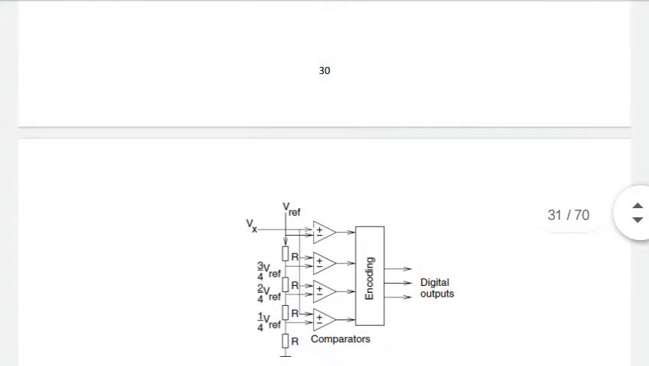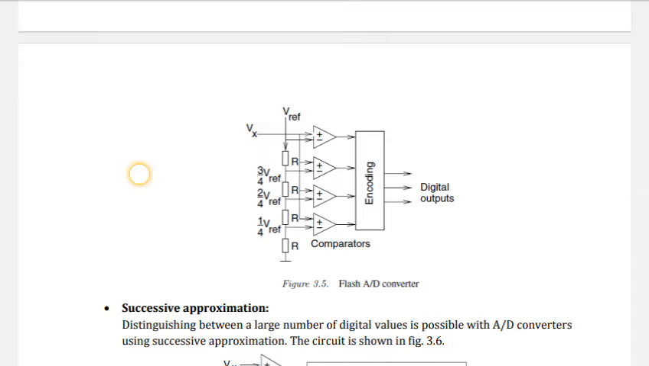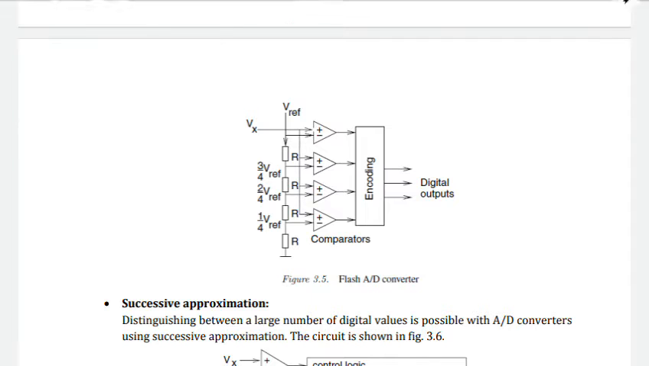Okay, this figure shows the flash A to D converter. It uses a large number of comparators. If you see this, there are 4 comparators used here. Each comparator has one positive as well as one negative input. If the voltage at the positive input exceeds that at the negative input, the output corresponds to logical 1. If the positive Vx voltage is more than the reference voltage, then the output is logical 1, and if it is the reverse, we get logical 0 as output.